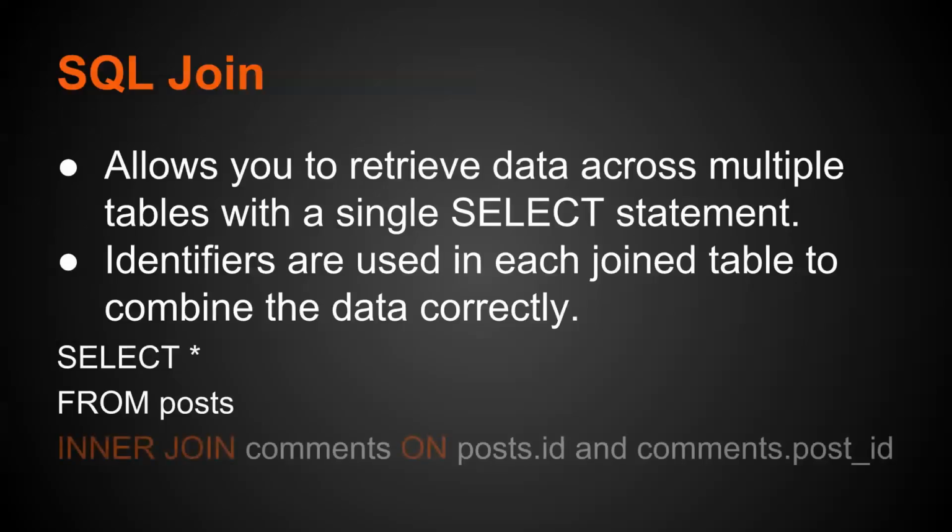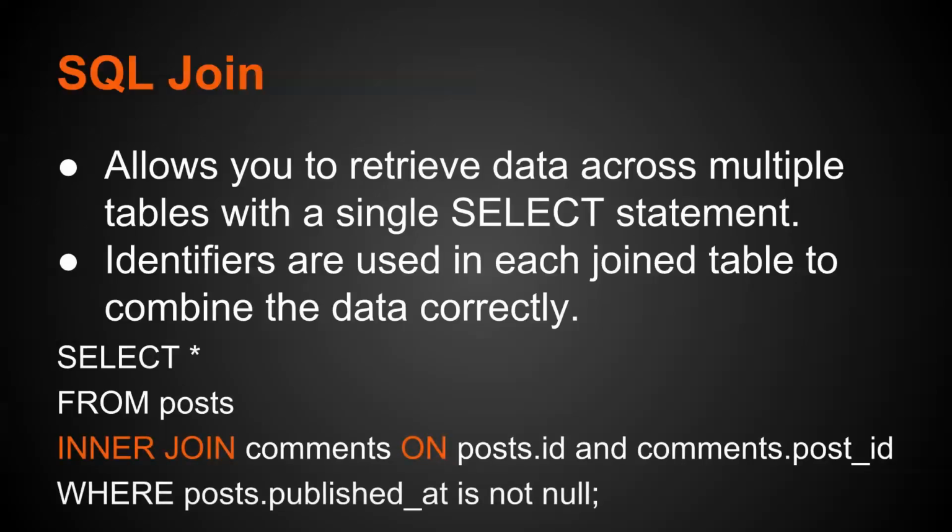So an example of a select statement that uses a join is: select all the columns from the posts table, do an inner join to the comments table using the ID on the post table and the post ID on the comments table. And you can also include a where clause if you would like, as well as grouping or ordering, etc.